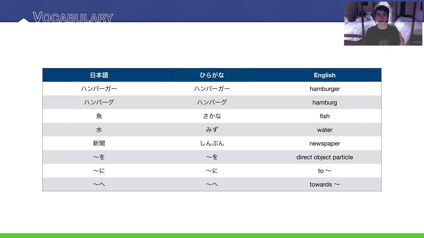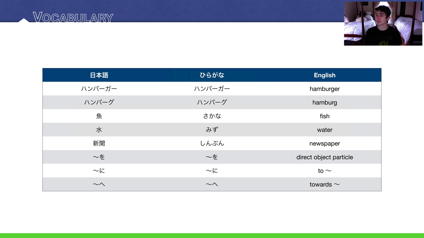Alright. Today's vocabulary, this is it, some foods and the particles that we're going to learn. Hamburger is the first one. That's hamburger. Alright. Below that is hamburg. This is a hamburg. And if you're from America, you probably don't know what this is because we don't really have that in America. I had never heard of this until I came to Japan. I'm going to explain more about this on the next slide.